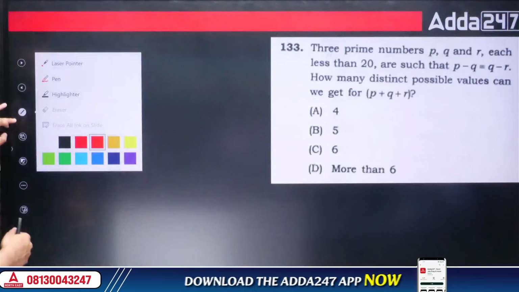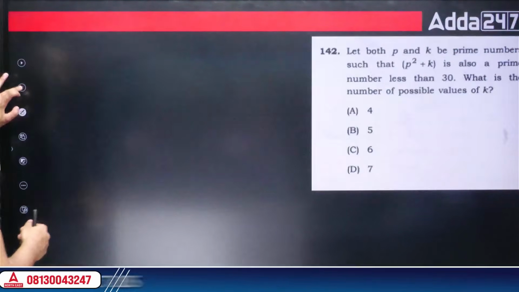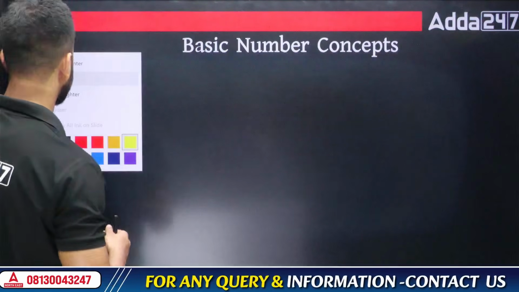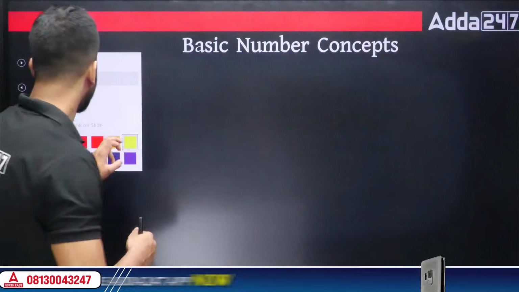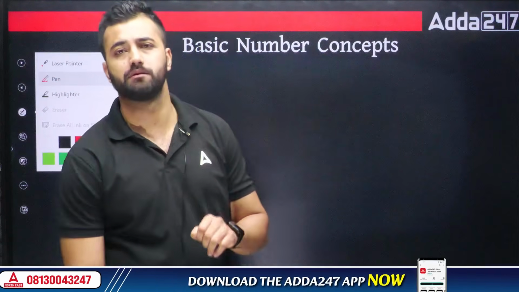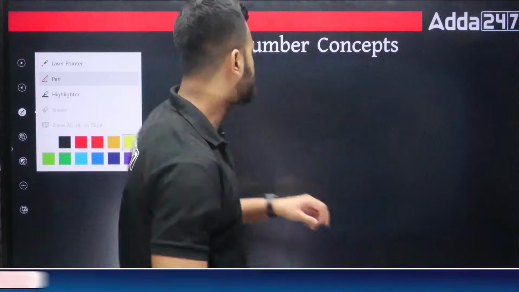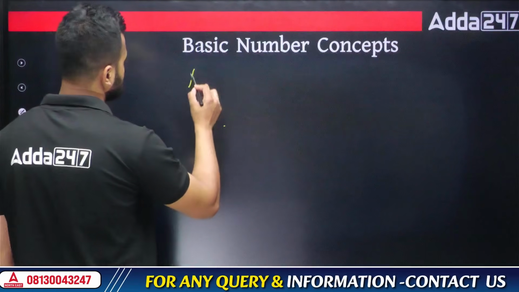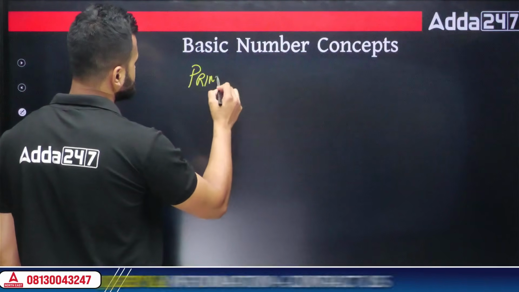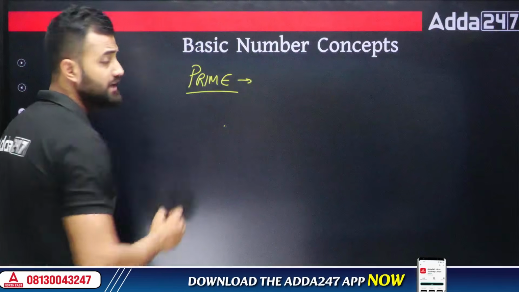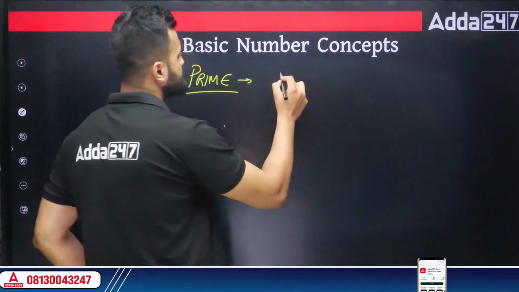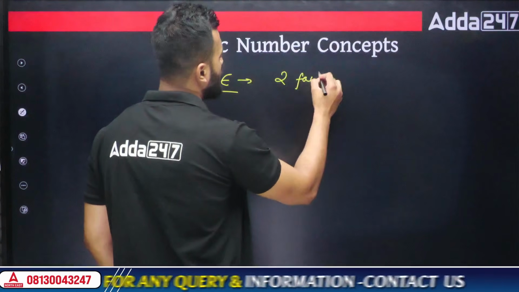So mainly in order to understand this concept, you need to understand what prime numbers are first. Let me explain what a prime number is. In school days we have learned that prime numbers are numbers which have only two factors. Now what are factors?